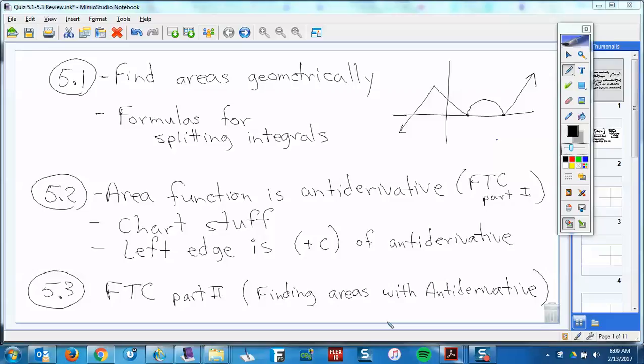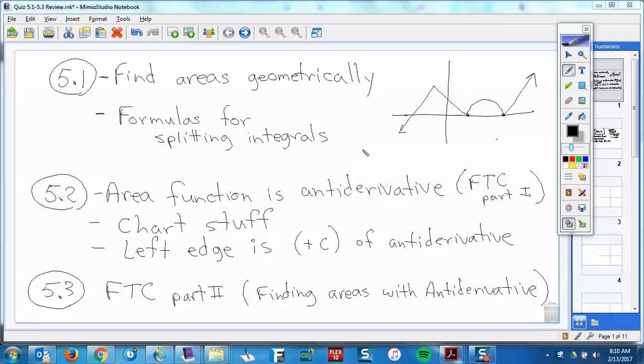So the way we started definite integrals was finding these areas like this. So you can expect some sort of picture with some sort of part circle and triangles and so forth, where you can actually calculate exactly what that area is using geometric shapes. Okay, that's also in section 1 where we talked about how you can split up integrals.